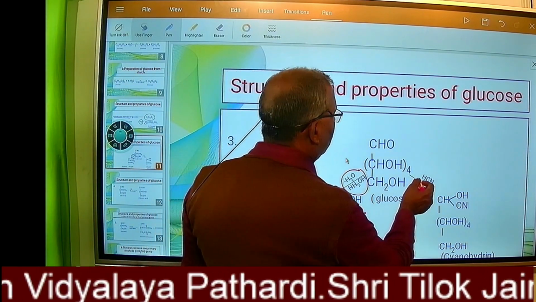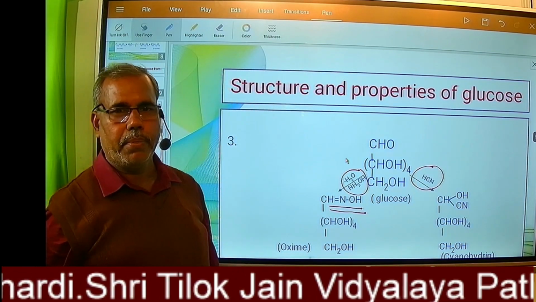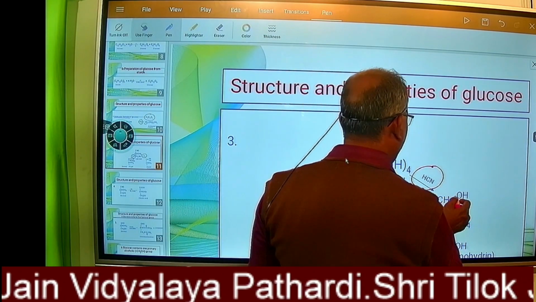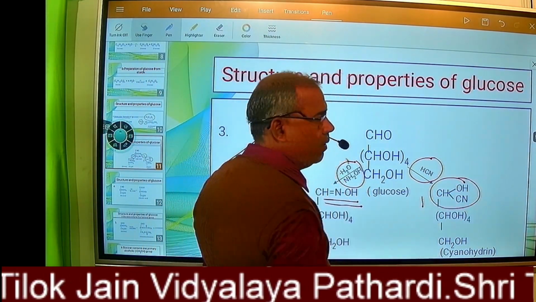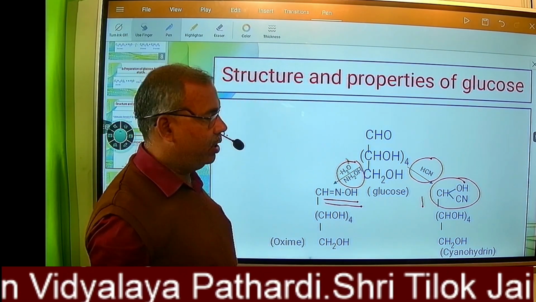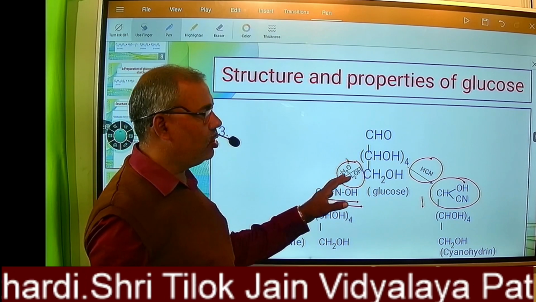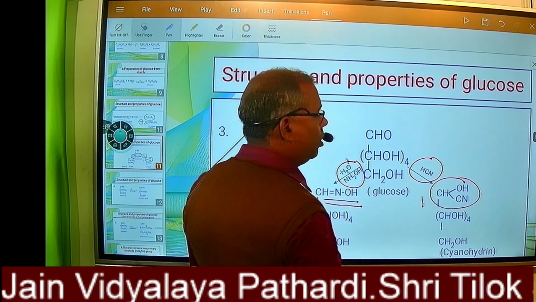Then glucose was also reacted with hydrogen cyanide, HCN. The product was found to be cyanohydrin. The groups CHOH and CN are present in cyanohydrin. This type of compound is known as cyanohydrin. This reaction also proves the presence of one carbonyl group in the glucose molecule.